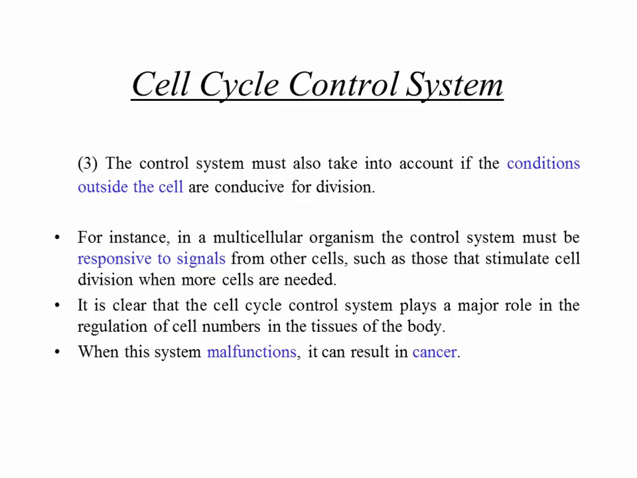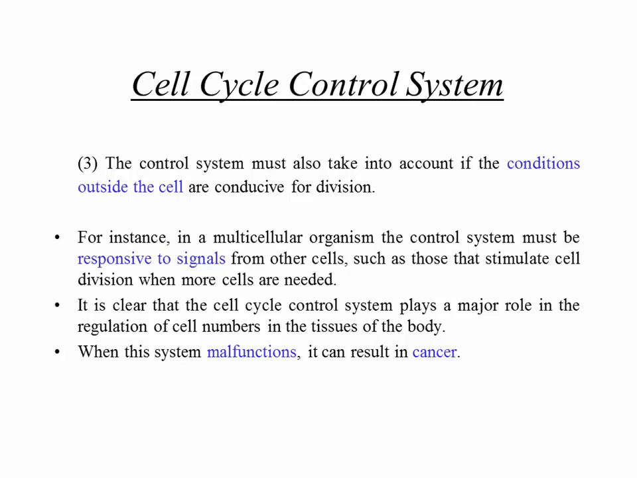For example, in a multicellular organism, the control system must be responsive to signals from other cells, such as those that stimulate cell division when more cells are needed. So if you have a cut or a wound, there are blood platelets that are released there. They will stimulate the surviving cells to divide. They release something called a platelet-derived growth factor that will stimulate the surviving cells to divide. So the cells have to be responsive to that.